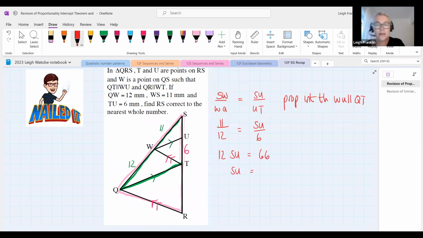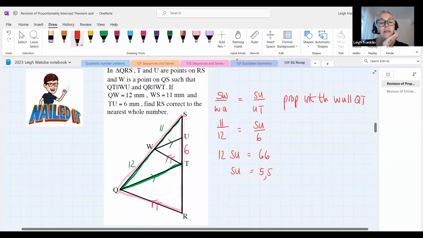So that means that we've got 12 SU is equal to 66. So SU is going to be equal to 66 divided by 12. There we go. It's going to give us 5,5. So I'm just going to leave it as 5,5 for now. All right, how are we going to get TR?